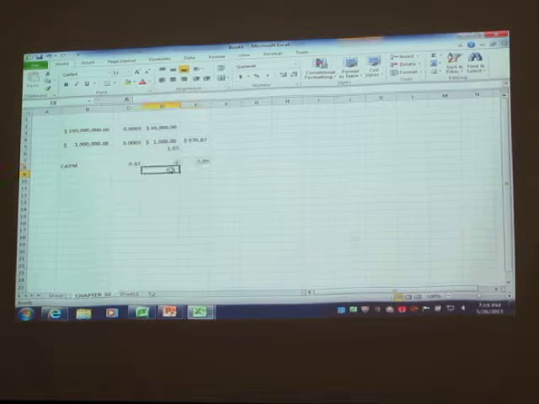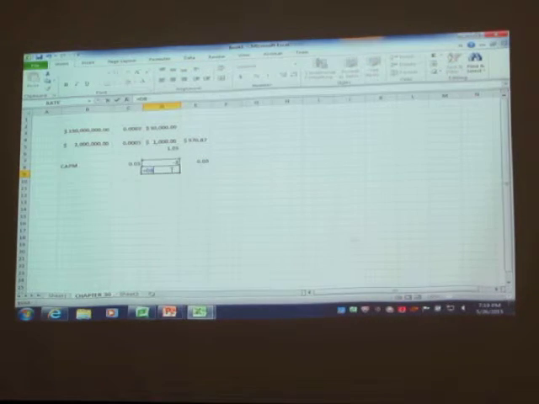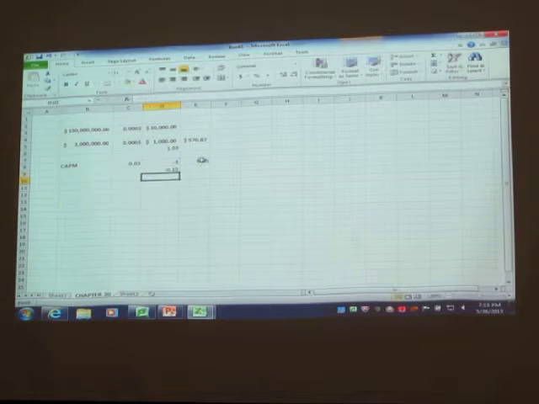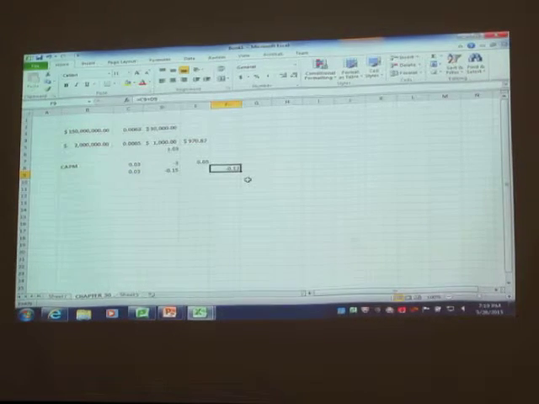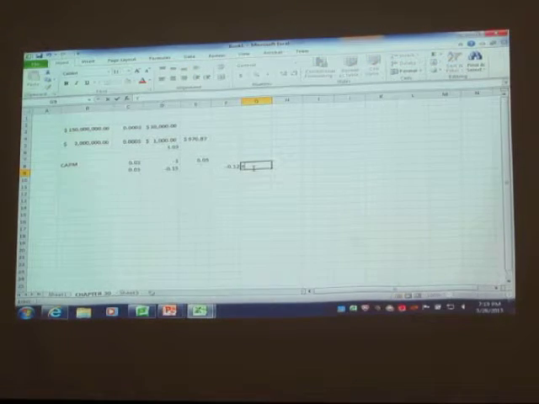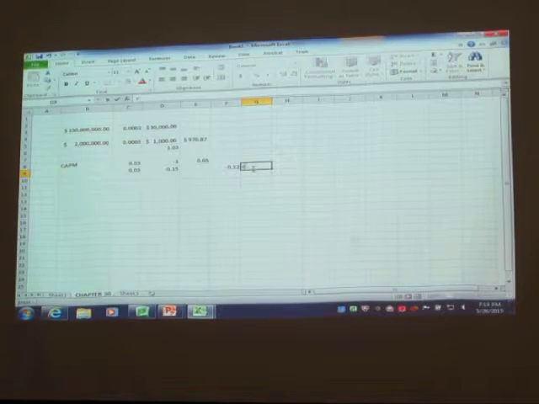Okay. Take the beta, negative 3, times this, right? Bring down the 0.03, and add that. What's that going to give me? So that's my R.